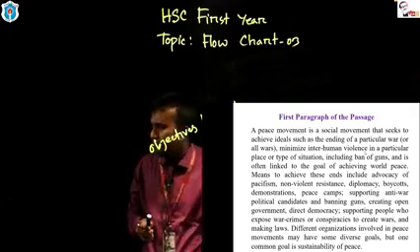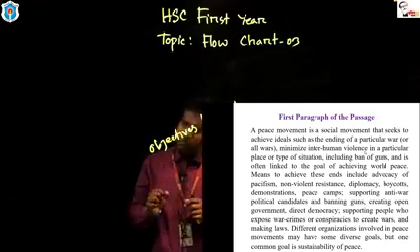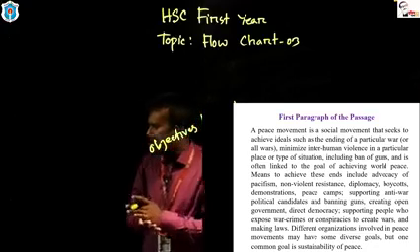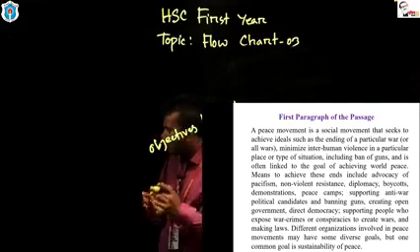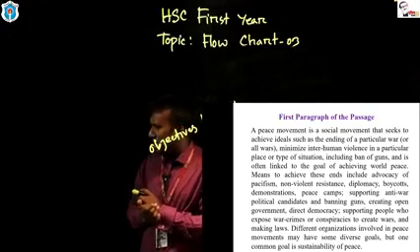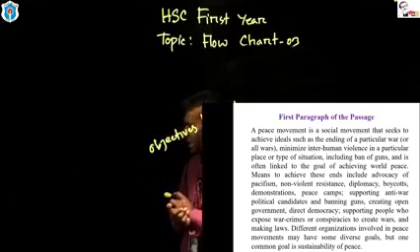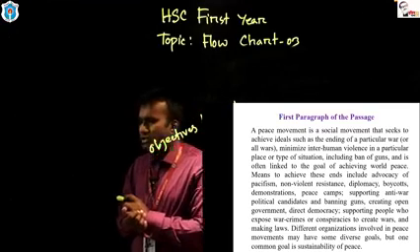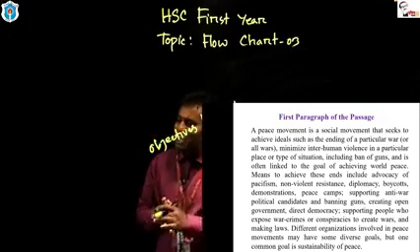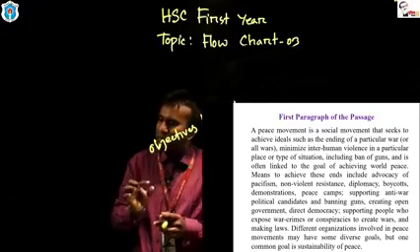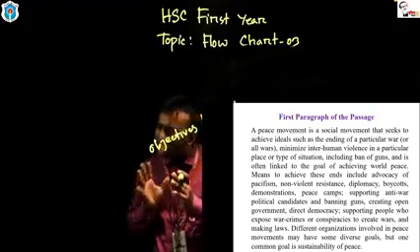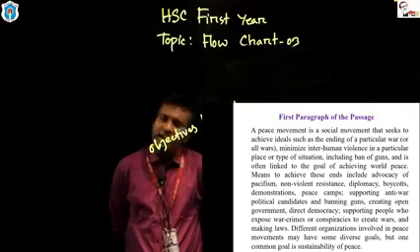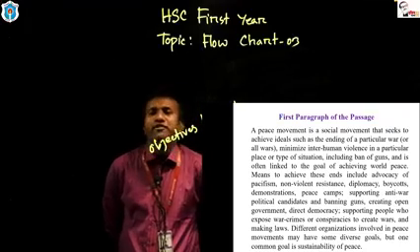Dear students, look at it. A peace movement is a social movement that seeks to achieve ideals such as the ending of a particular war or all wars, minimize inter-human violence in a particular place or a type of situation, including ban of guns, and is often linked to the goal of achieving world peace. This is a very long line, but in this line you have a lot of information.